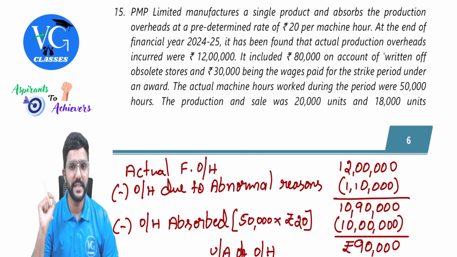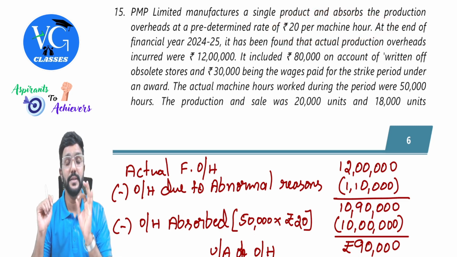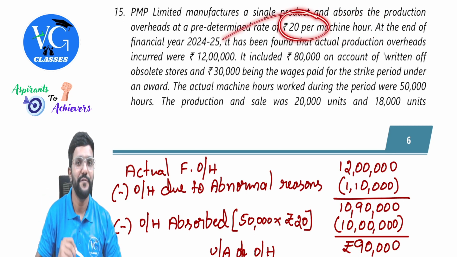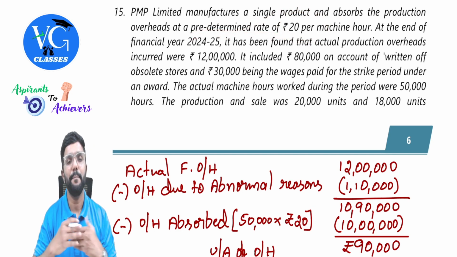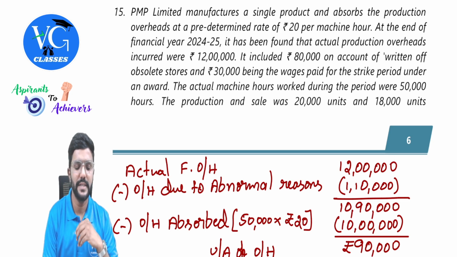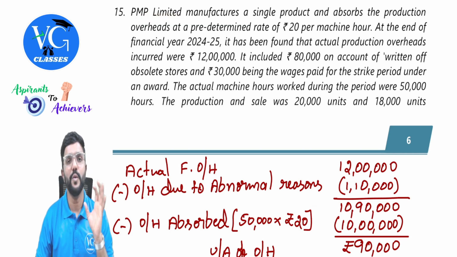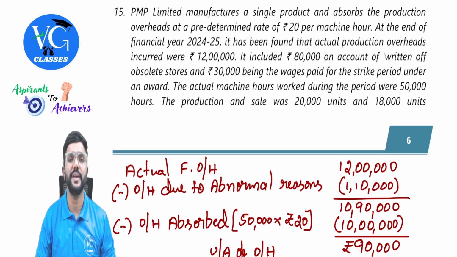PMP Limited manufactures a single product and absorbs the production overhead at a predetermined rate of 20 rupees per machine hour, not per unit, per machine hour. It means for each and every hour a machine works, we absorb 20 rupees. So it is a predetermined rate, guys. Whenever a company is following a predetermined overhead rate to absorb the overheads, at the end of the year, they will have either under absorption or over absorption, guys. Because definitely there will be a difference between overhead absorbed and overhead incurred.